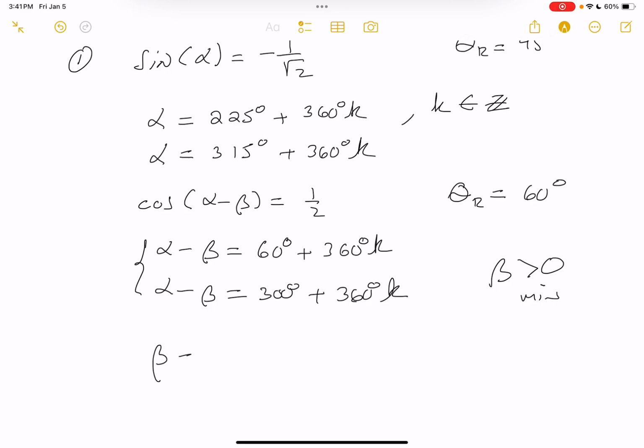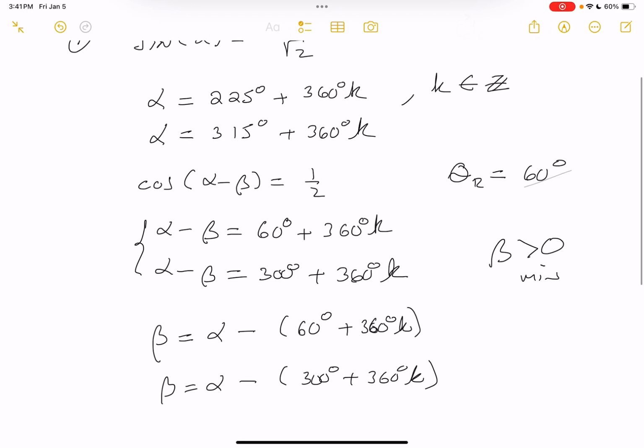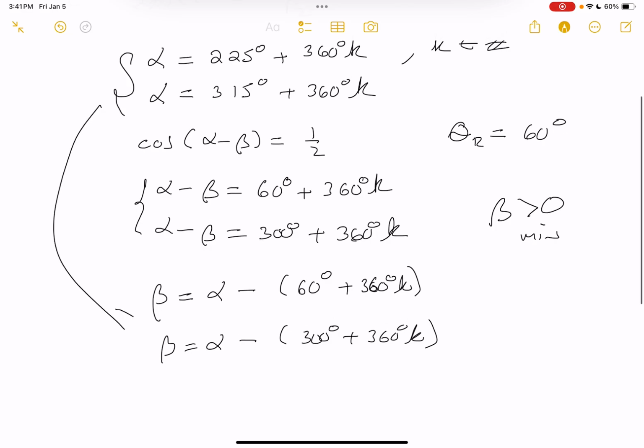All right, so let's take a look at this. So beta would be alpha minus 60 plus 360 degrees k. Beta is alpha minus 300 degrees plus 360 degrees k. By the way, 360 k just keeps repeating itself over and over again. Whether it's plus or minus doesn't really matter. All right? So what I've got to do is use these things to figure out the beta now.